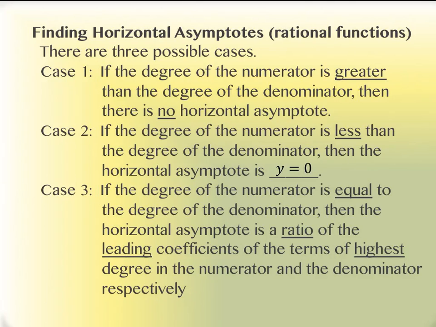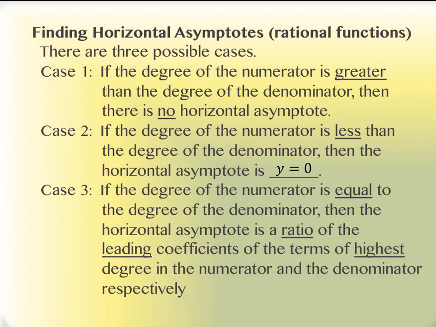So there are three cases. The first case is that the degree of the numerator is greater than the degree of the denominator. Maybe you have an x squared on top and only an x in the denominator, or an x to the fifth on top and an x cubed in the denominator. If the degree on top is larger than the degree on bottom, then we do not have a horizontal asymptote.